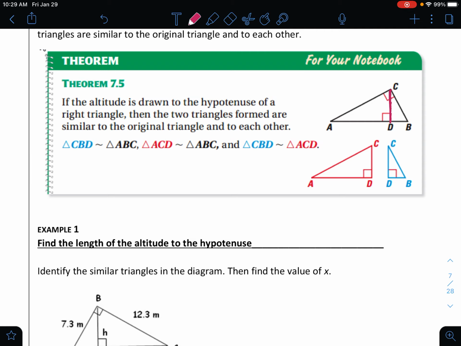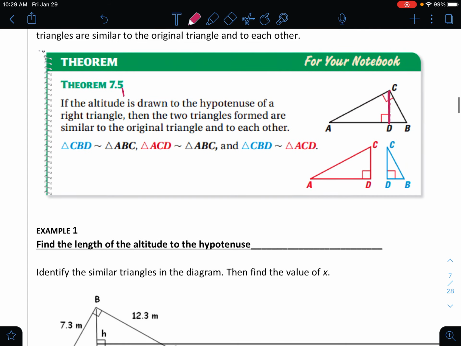So first of all, altitude. Here's the altitude, I'll outline it. The altitude is a perpendicular segment from a vertex to its opposite side. A lot of times we call that the height. It doesn't have to be the height, but it could be considered the height. There are actually several different segments we could call the height.